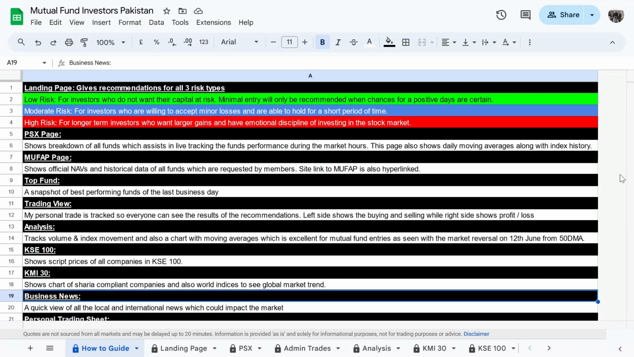Hi guys! Welcome to a brief tutorial on how to use this investor portal, so let's get started. We'll begin with the first tab of How to Guide.